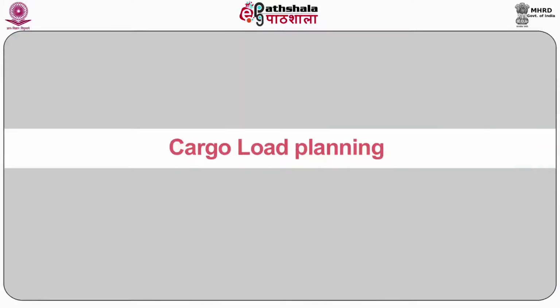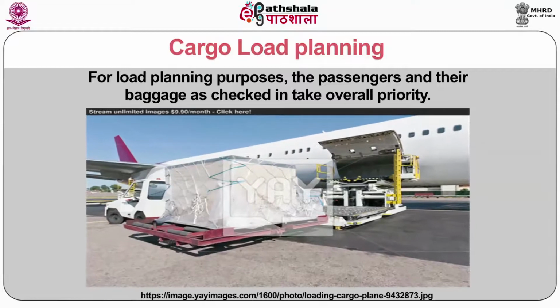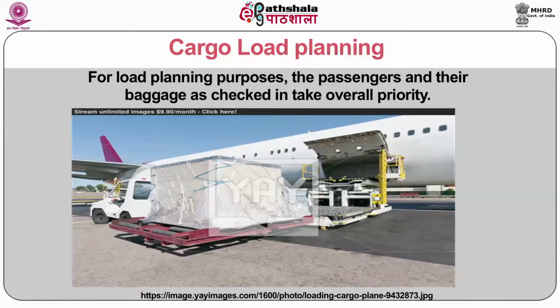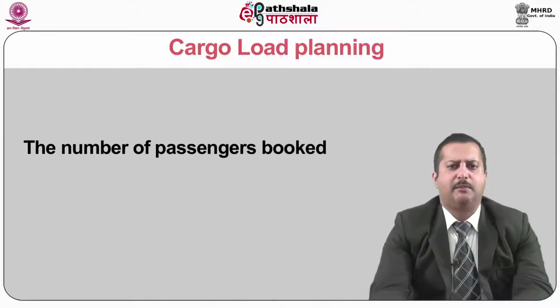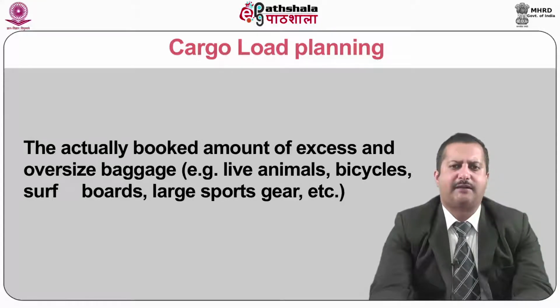Now I will discuss the cargo load planning. For load planning purposes, the passengers and their baggage as checked in take overall priority. Planning of cargo load is generally based on the number of passengers booked for each individual flight, but also the following factors have to be considered: the number of passengers booked, the estimated baggage for booked passengers, the actual booked amount of excess and oversized baggage, for example live animals, bicycles, surfboards, large sports gear, etc.